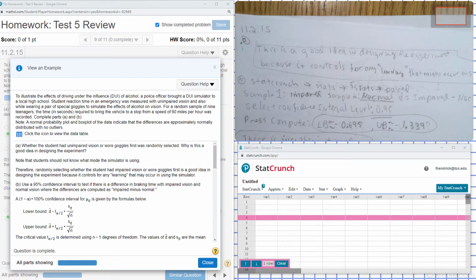For a random sample of 9 teenagers, the time in seconds required to bring the vehicle to a stop from a speed of 60 miles an hour was recorded. Complete parts A and B. A normal probability plot and box plot of the data indicate that the differences are approximately normally distributed with no outliers. And they give us a data table there.